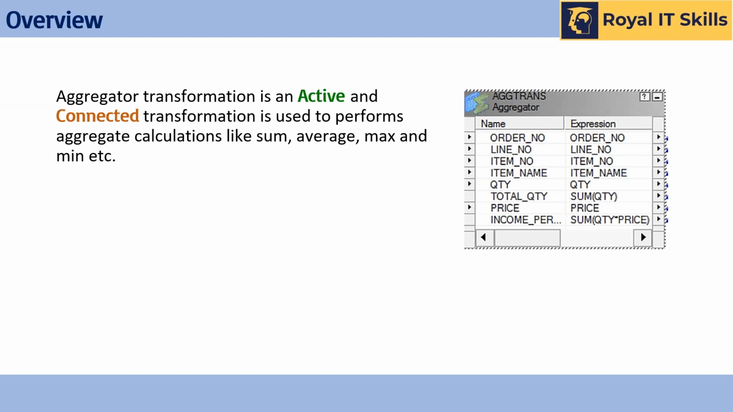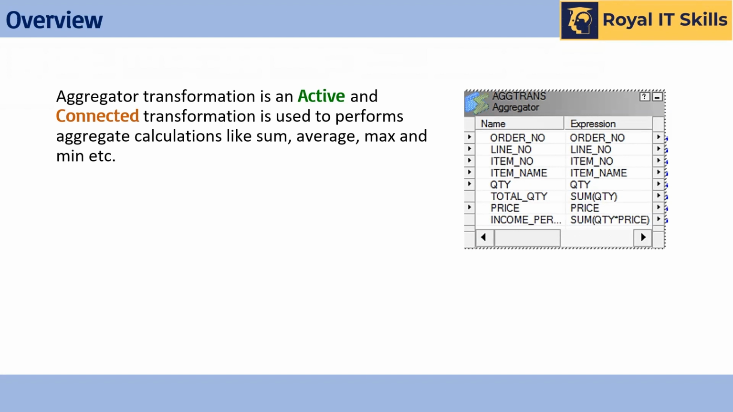The default property is that it actually reduces the number of records passing through it. So by that property, we by default call it an active transformation, though there is no change in the number of records. But generally, we use this transformation to group the data and to calculate the group calculations. So that's why it is called an active transformation, and it must be connected to another transformation.